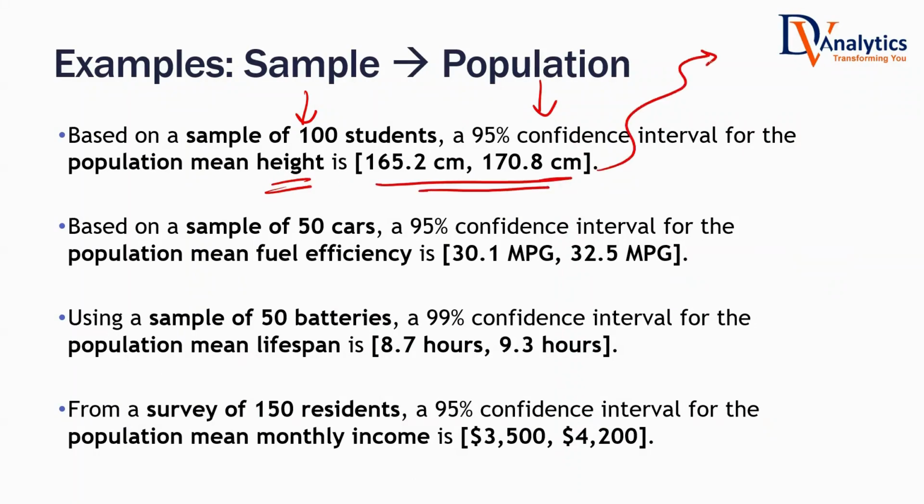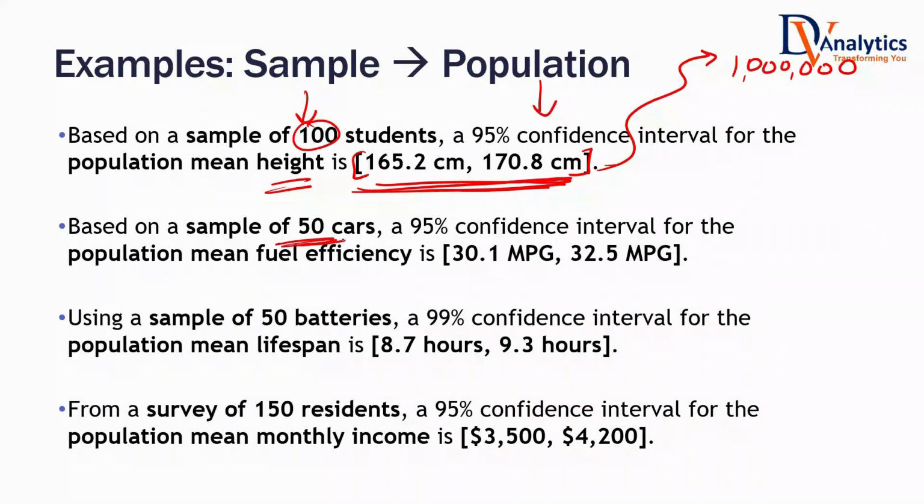The population is huge. There are 1 million students in schools, but I have taken a sample of 100 students and found their average height. Now I can tell you the confidence interval. Based on this, I can tell you 95% of the times the student's height lies here.